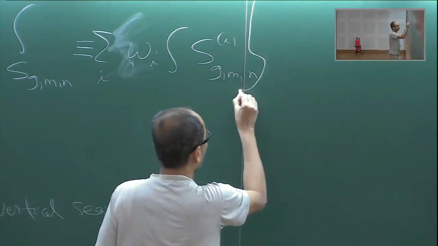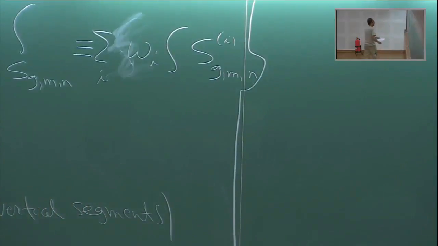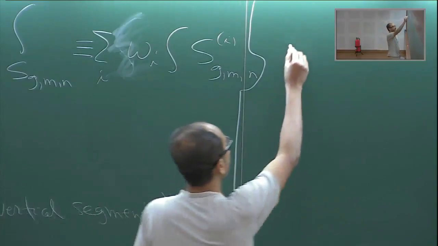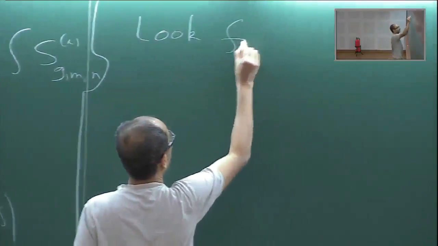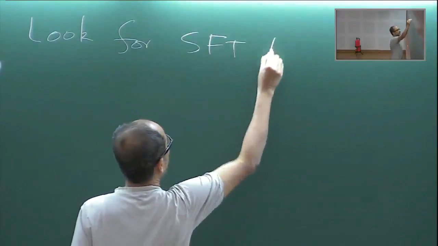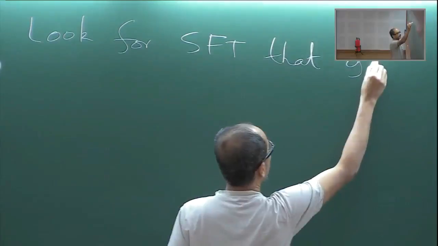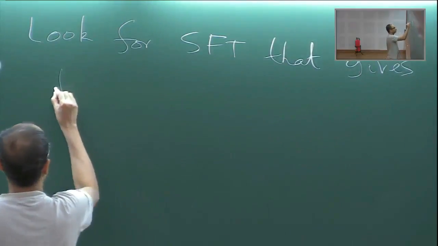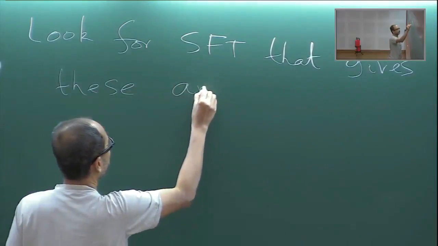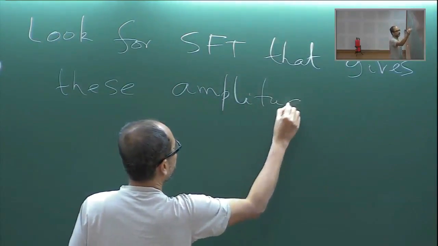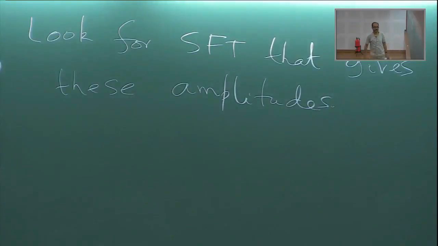Now the goal today is to see if the offshell amplitudes that I defined yesterday could be identified as coming from a string field theory. So we look for a string field theory that gives these amplitudes. And we will see that in order to have an interpretation in terms of string field theory, we have to put further restrictions on these sections. For arbitrary choice of these sections, you will not have an interpretation as the amplitudes of string field theory.